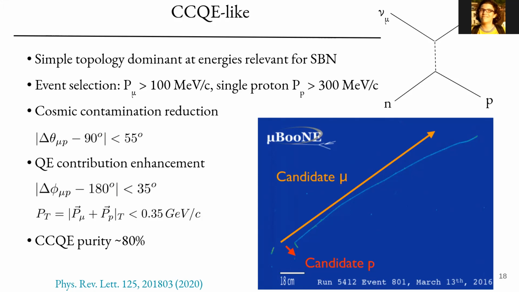In this analysis, we have eliminated the cosmic contamination by requiring that the opening angle theta between the muon and the proton is roughly 90 degrees, and we have enhanced the quasi-elastic contribution by requiring that the opening angle phi between the muon and the proton is roughly 180 degrees, and that the transverse missing momentum, defined as the vector sum of the transverse components of the muon and the proton in the final state, is relatively small. The reason for that being that if this quantity is large, then most likely the candidate interaction originated from a more complicated topology instead of a quasi-elastic one. And with this event selection, we achieve a quasi-elastic purity of about 80%.